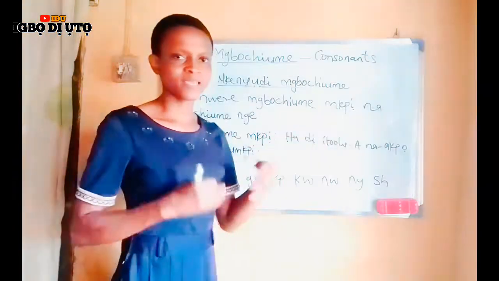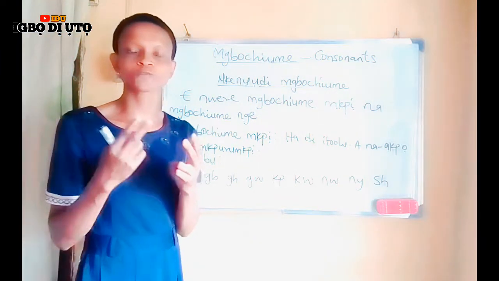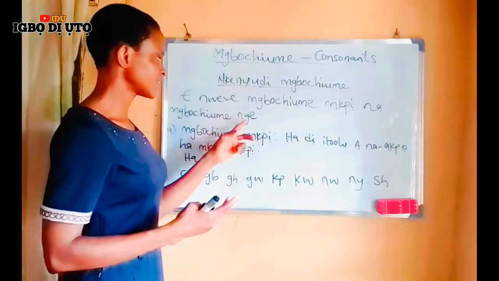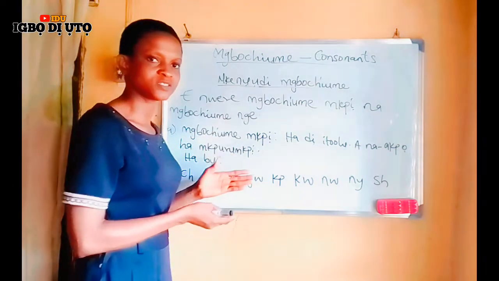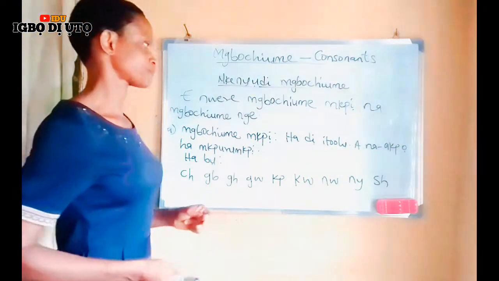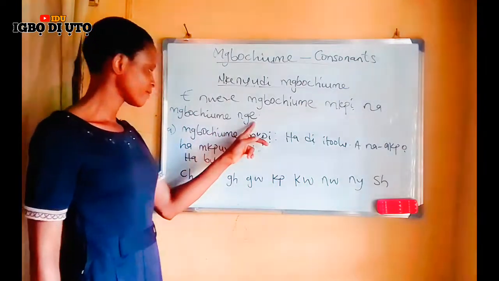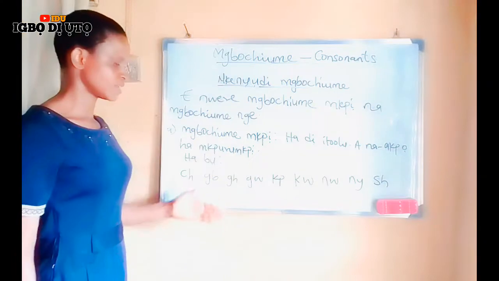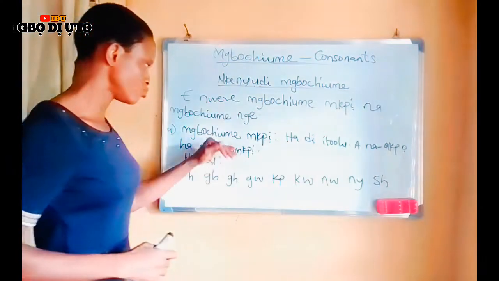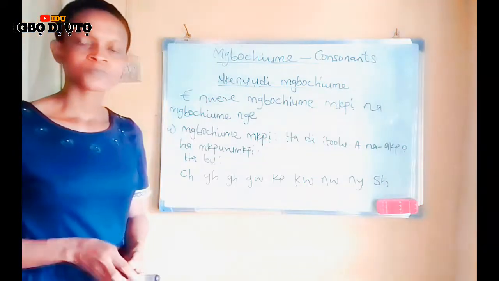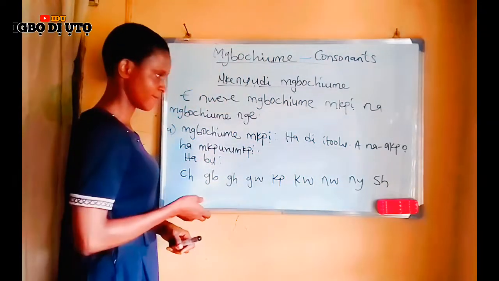This mkpị, I mean in English, it means that it is two. It's a combination of two letters. But this nge means one. It's only one letter. So as I'm teaching it, you will understand it more. So in this video, we're going to treat mgbochiume mkpị. Ka anyị mata those letters, those alphabets that are called mgbochiume mkpị.